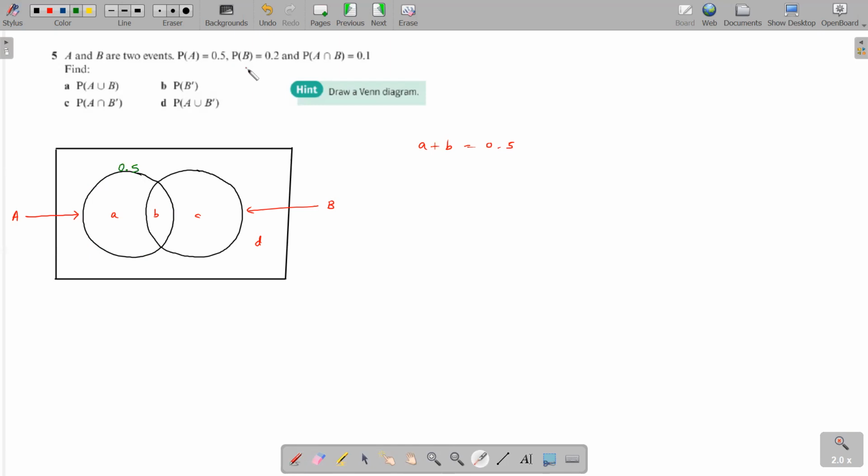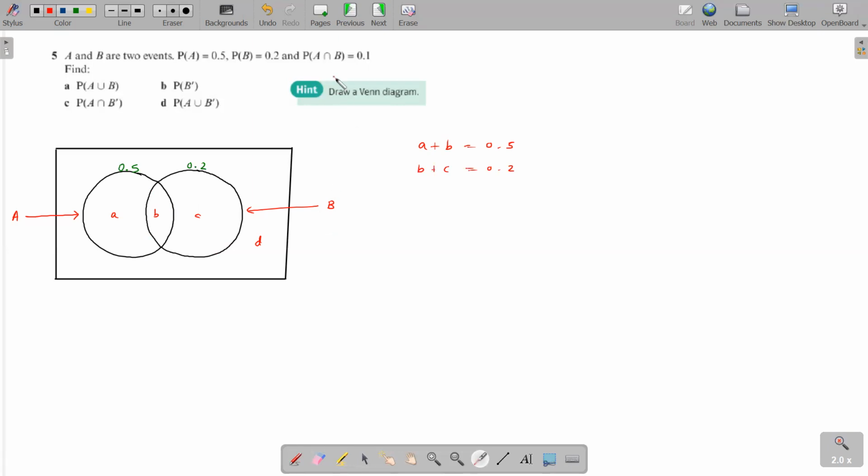And when they say probability of B is 0.2, B means this entire circle. Can you guys see? B means this complete circle. So that is 0.2, which means I can mark it at the top. Are you guys with me? Which means this simple B plus C is 0.2. You don't need to write these extra things. I'm just writing it down to show you, but you can do this from your head. These are quite simple sums to be honest.